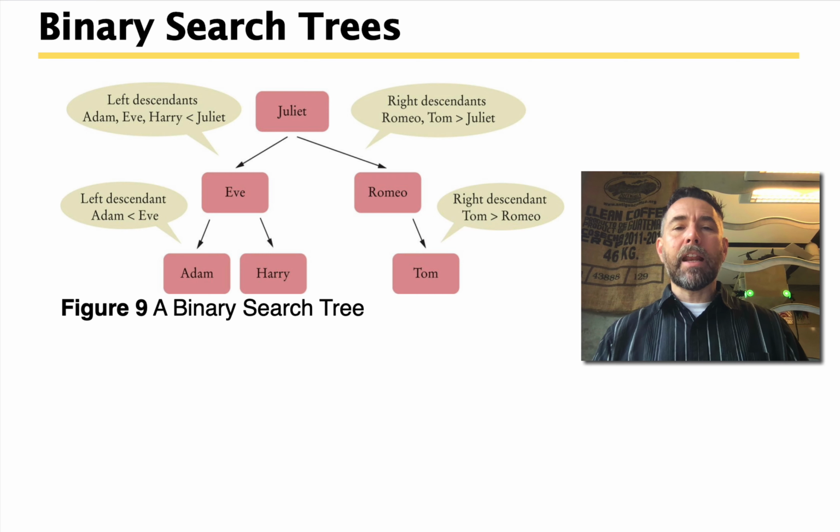And that's an interesting thing that I bring up, because if you look over on the left side, Harry is between Eve and Juliet, because it's in the left branch of Juliet, but in the right branch of Eve. And so this tree represents a total ordering over all of our data if you know how to get through the tree correctly.